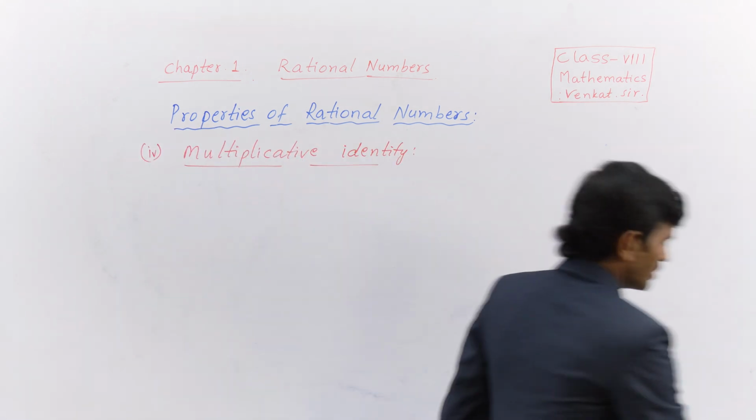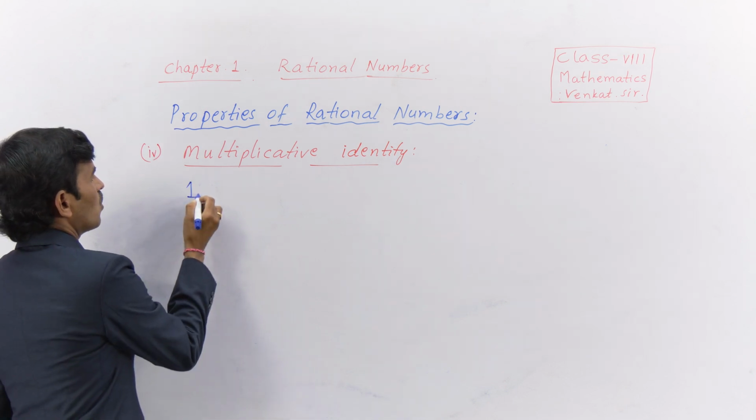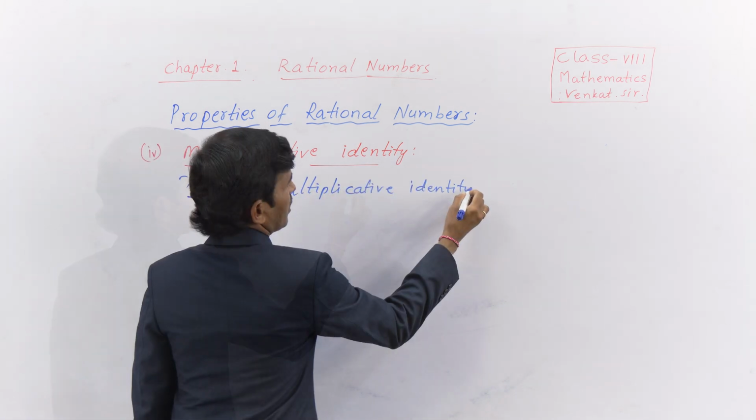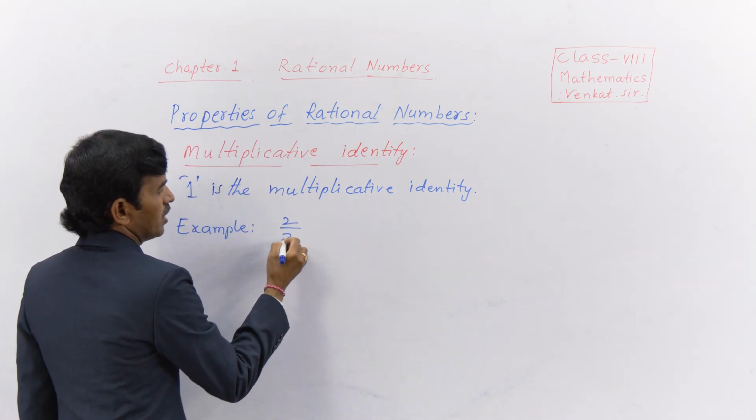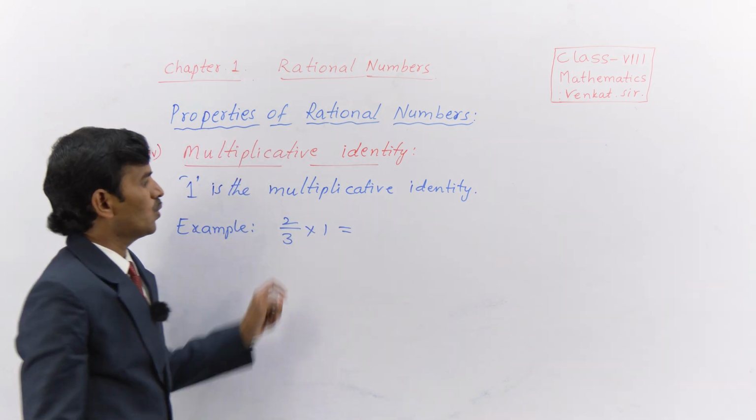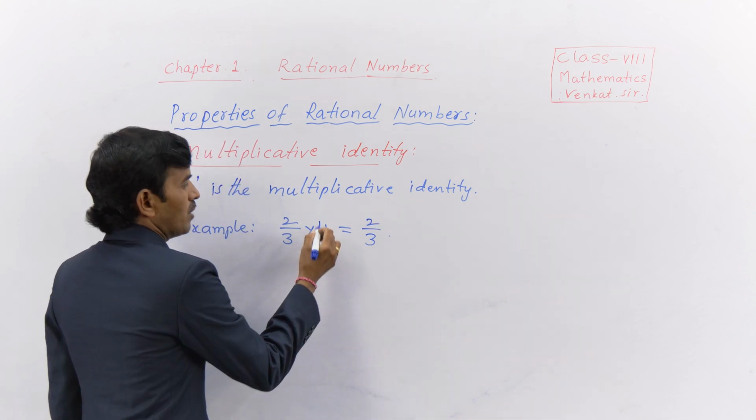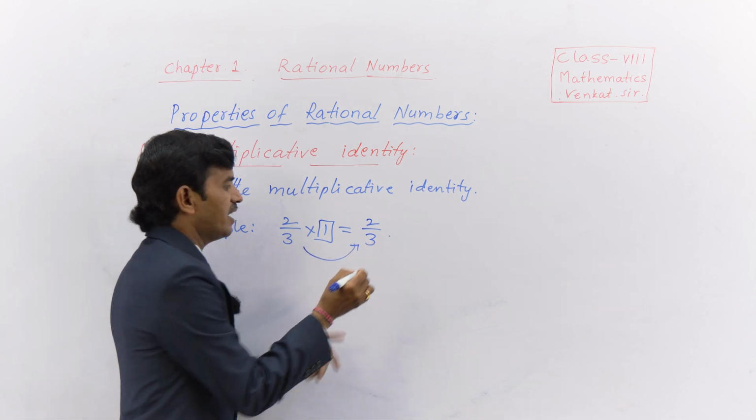In the set of rational numbers, 0 is the additive identity, whereas 1 is the multiplicative identity. Let us see the reason behind this. Consider some examples. Suppose you multiply any number with 1, say 2 by 3 into 1. Multiply the numerators and denominators. What do you get here? 2 by 3 again. So when you multiply a number with 1, the same number is obtained.